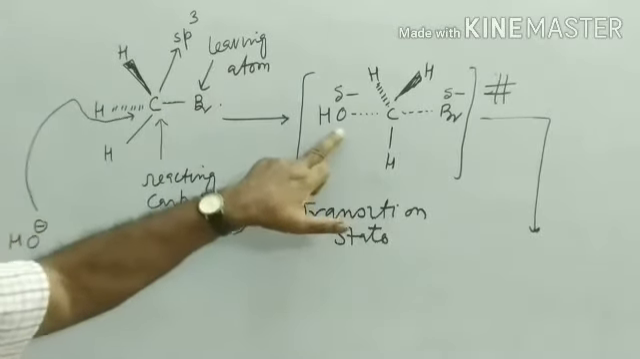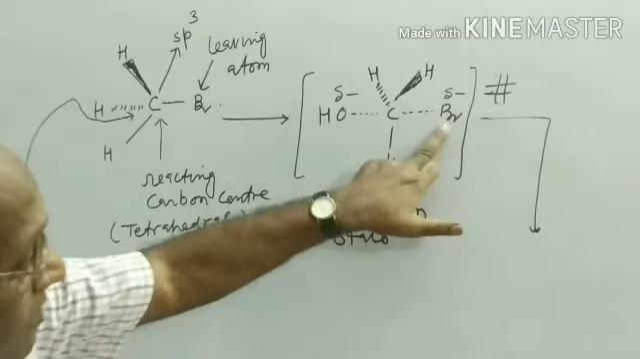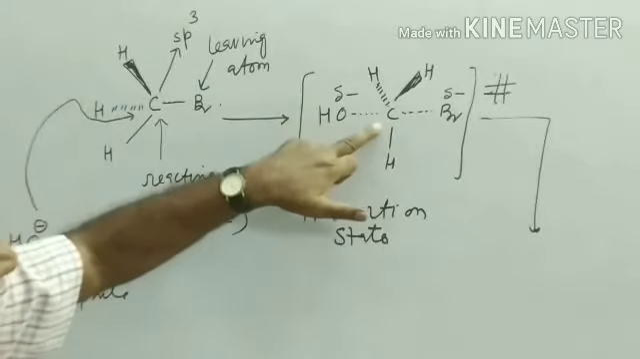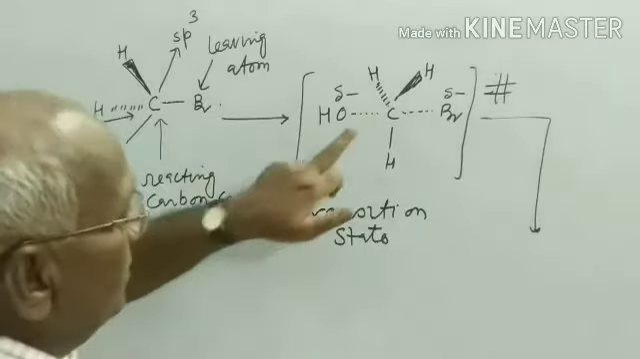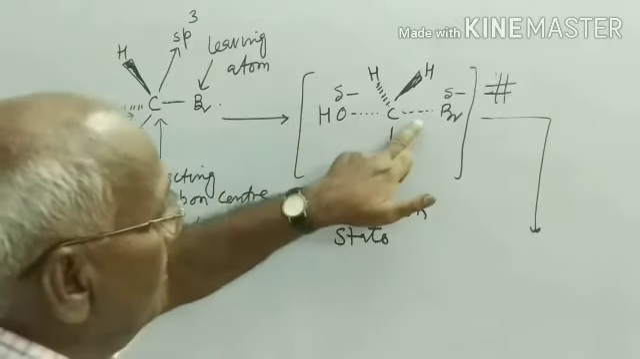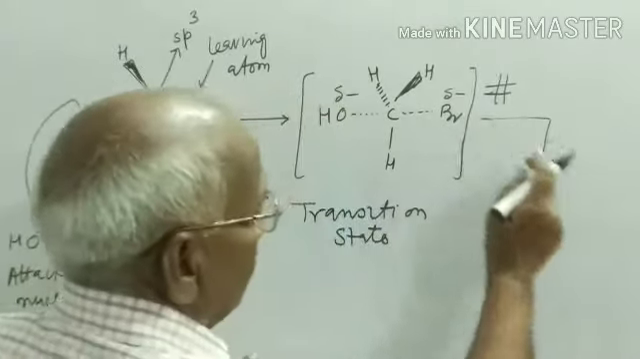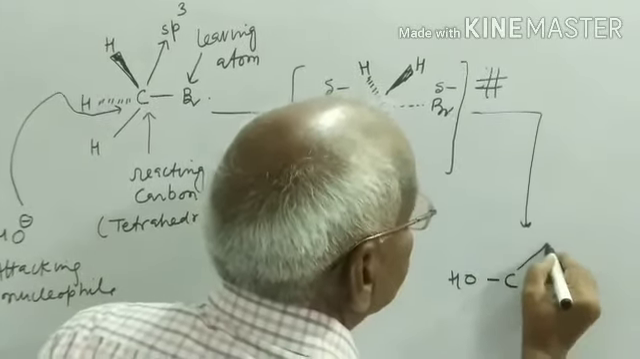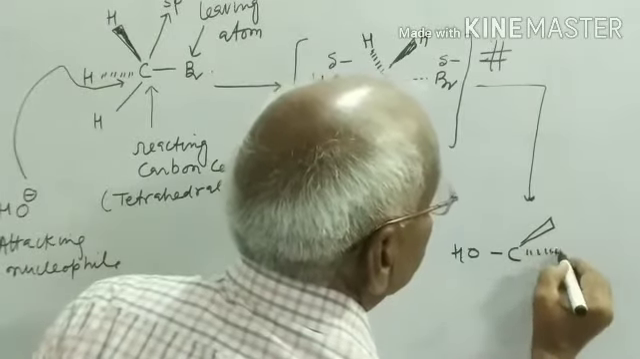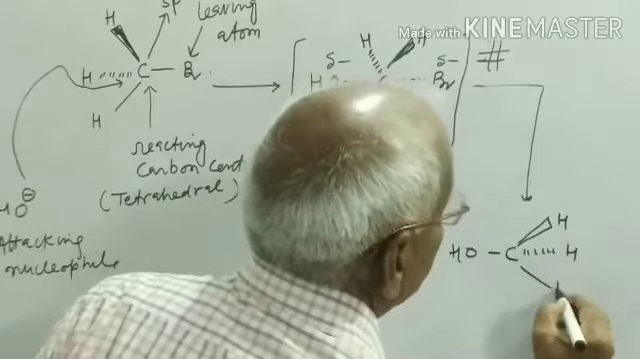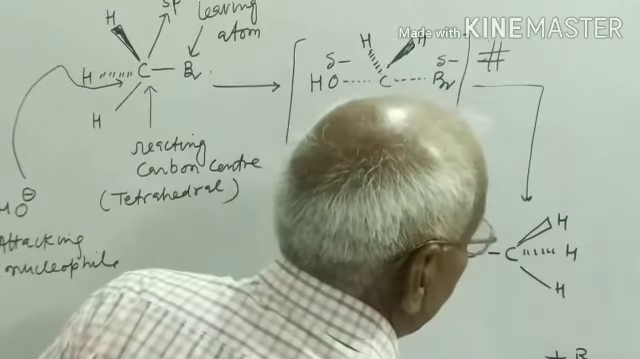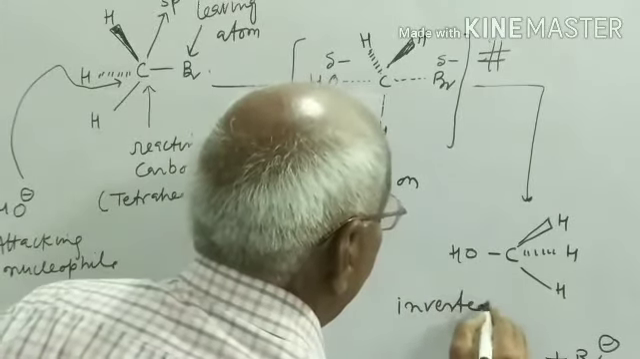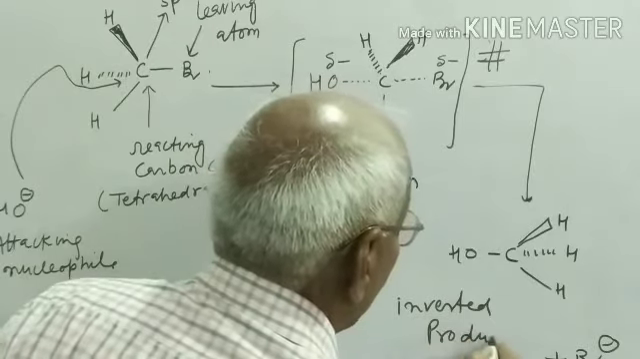In this state, this is attacking nucleophile and this is leaving atom. Both are partially bonded or half bonded to reacting carbon center. When the C-OH bond is formed fully, the C-Br bond breaks up and bromine is liberated in the form of bromide ion. So, this is OH, this is H, this is H and this is the bromide ion. This is inverted product, which we call Walden inversion.